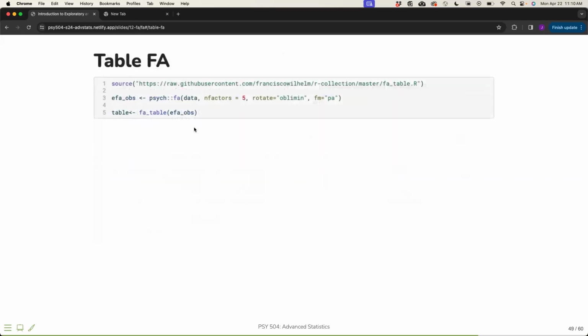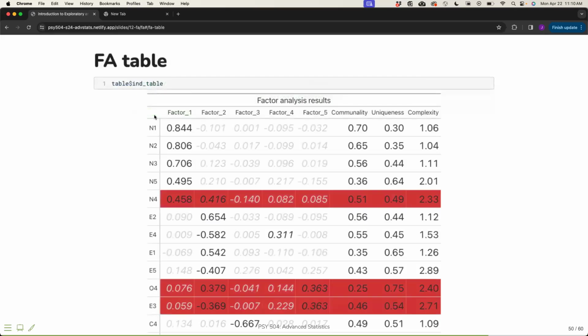We can also represent this factor analysis in a table. And I found this really cool function called FA table. So I have the way that you can get the R code to produce this table here. And why I like it is because it's one line of code. And it produces something that looks like this, where you can just put it into your paper.